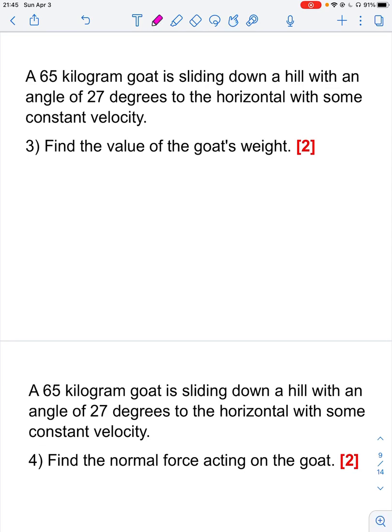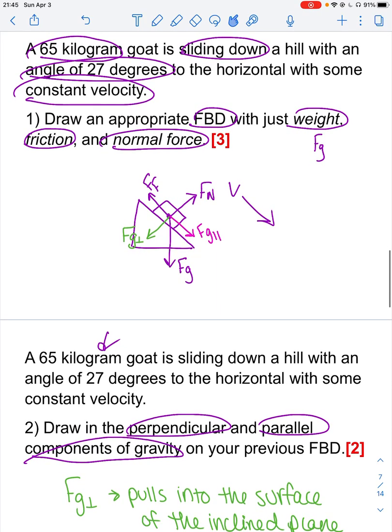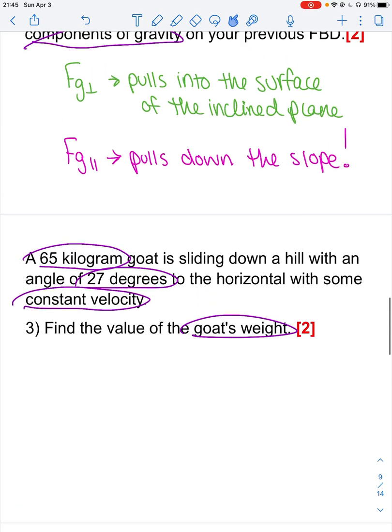So now the question is saying, using the information, find the goat's weight. So we have this value of 65 kilograms, 27 degrees. Okay, it's at constant velocity. So if we go back to our free body diagram, we always know that the force of gravity perpendicular is always equal to the normal force. Oh, excuse me, wrong thing.